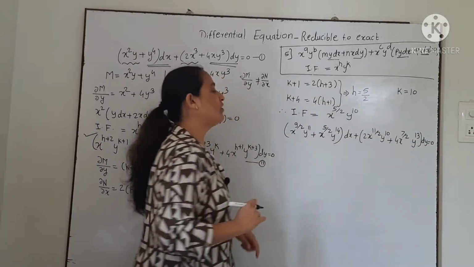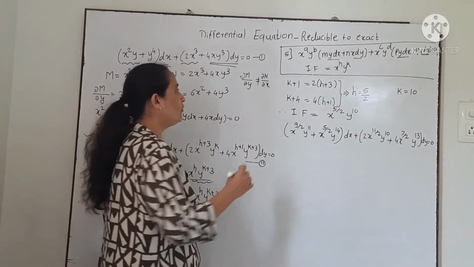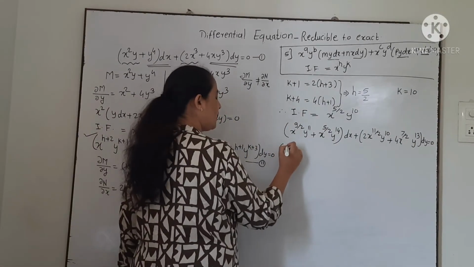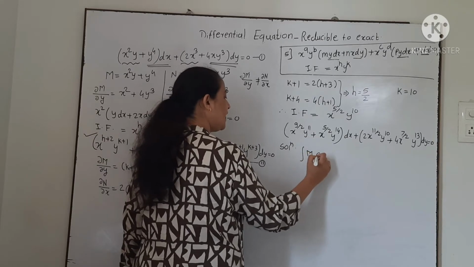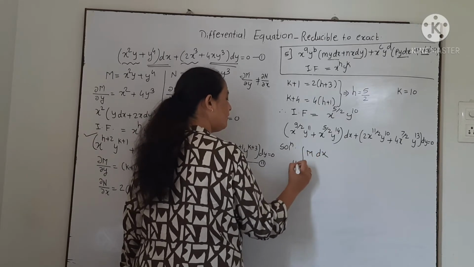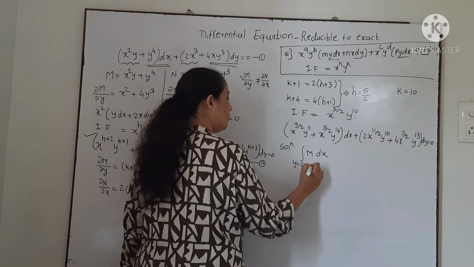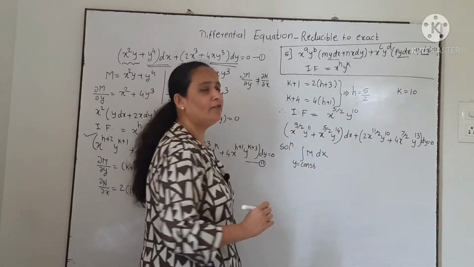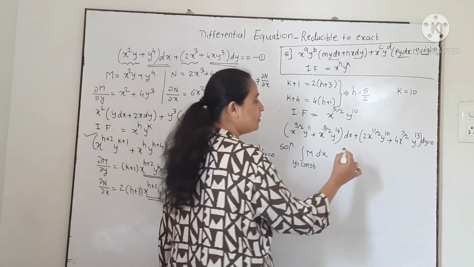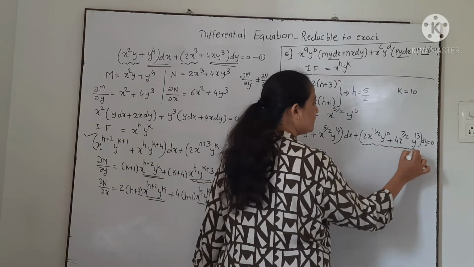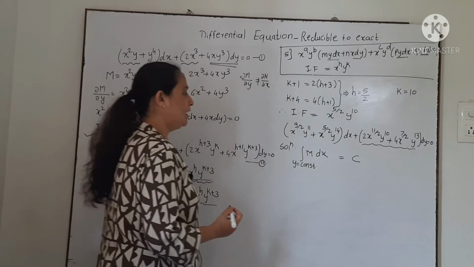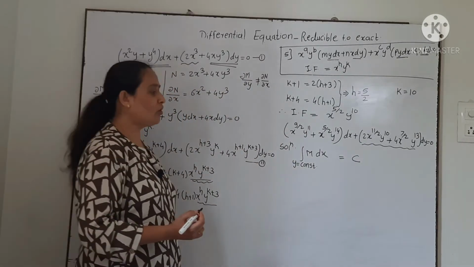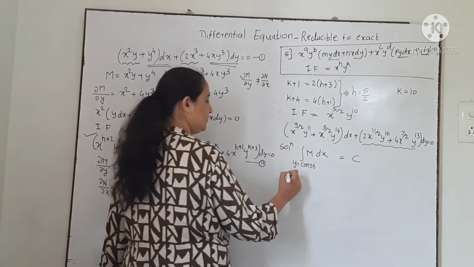Now this equation will be exact. Therefore, we'll find its solution by using the formula. We know the formula, that is integral M dx, treating y as constant, plus terms of N free from x. If you observe this, there is no term which is free from x. Therefore, the solution will be given by integral M dx, treating y as constant, equal to c.